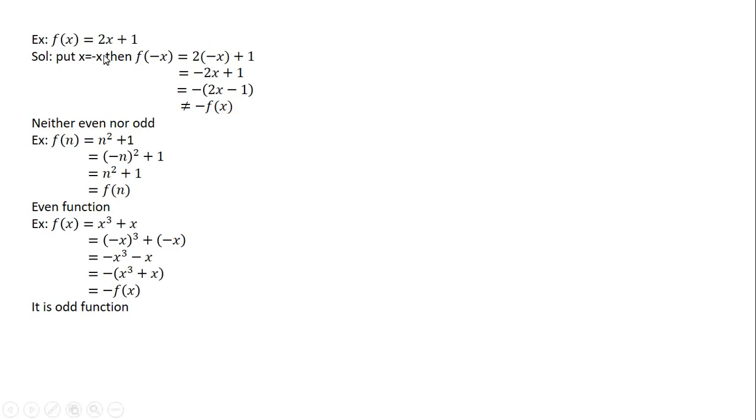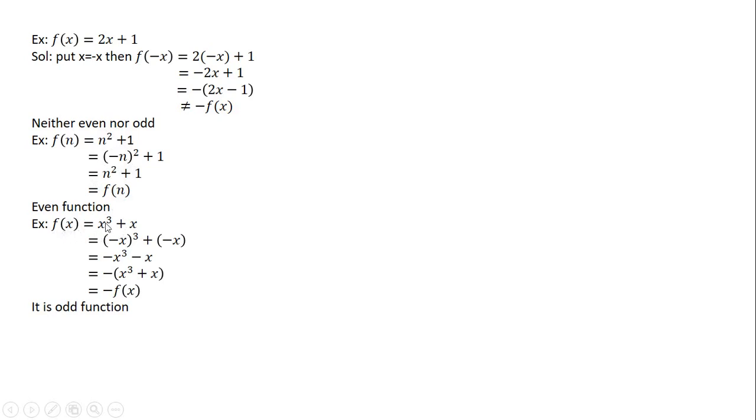Just like 2x plus 1, the function value is 2x plus 1. We will put x equals minus x, then f of minus x equals minus 2x plus 1. This is not equal to the function, so this is not even, not odd. Similarly, f of n equals n square plus 1. We put minus n, then minus n whole square plus 1 becomes n square plus 1. This is our function value, so f of n is an even function.